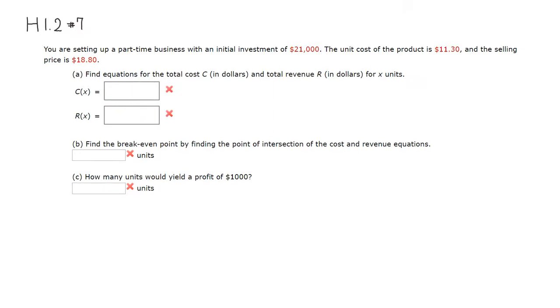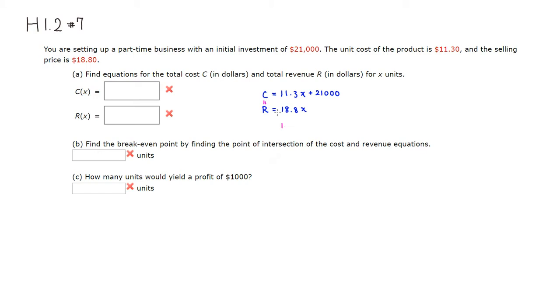The first equation was C is equal to 11.3X plus 21,000. Then revenue R is going to be 18.8X. To break even, we need to set these two equal to each other, so cost is the same as the revenue. So we get this equation.